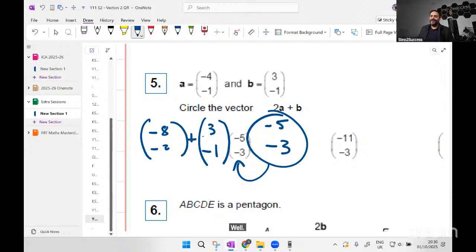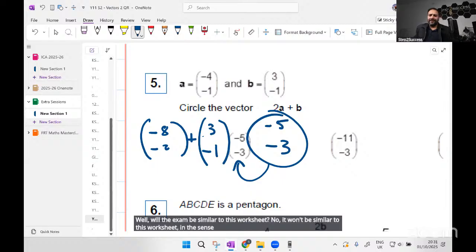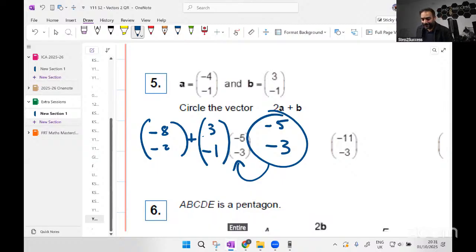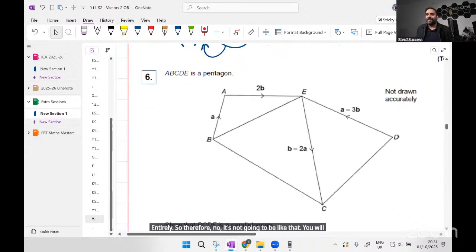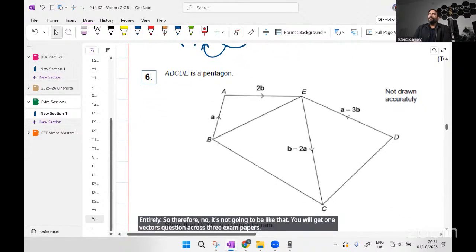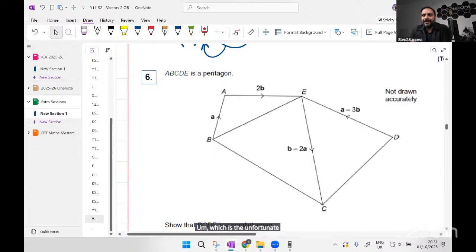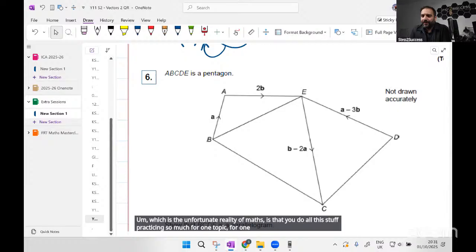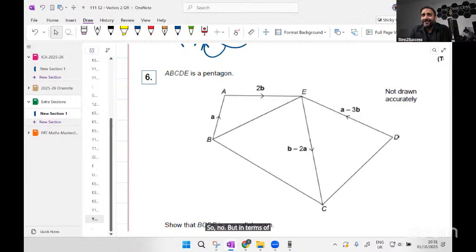Well, will the exam be similar to this worksheet? No, it won't be similar in the sense that your exam is not going to be full of vectors questions entirely. You will get one vectors question across 3 exam papers, which is the unfortunate reality of maths: you do all this practicing for one topic, for one question on it in most situations. But that's just how it works. So no, but in terms of difficulty, yes.